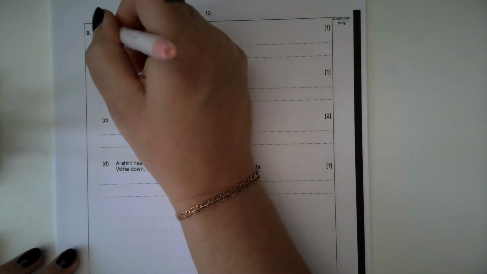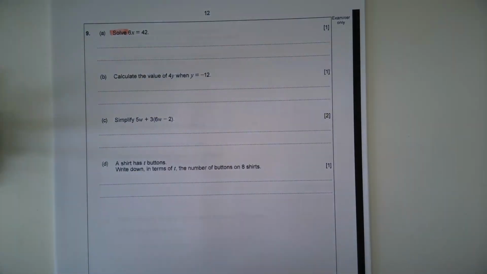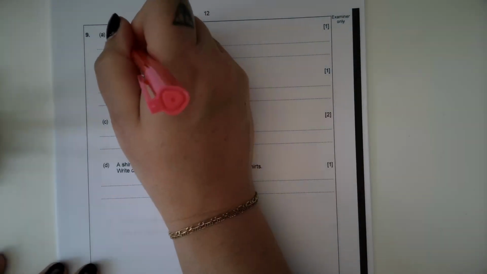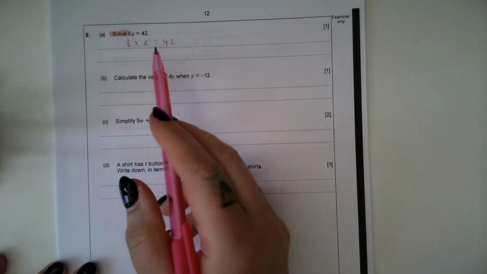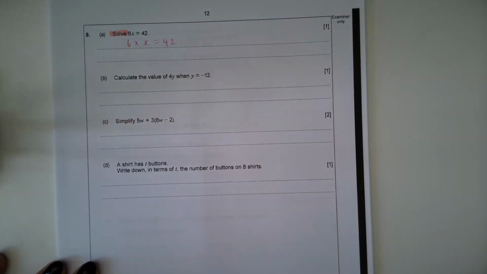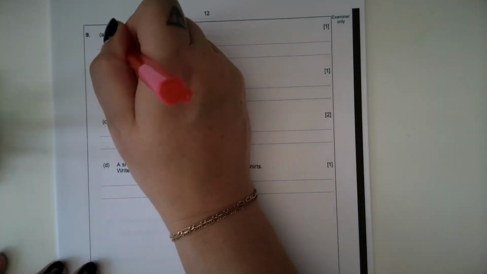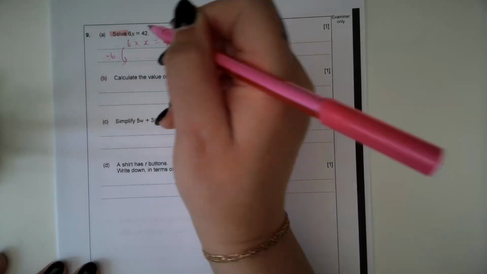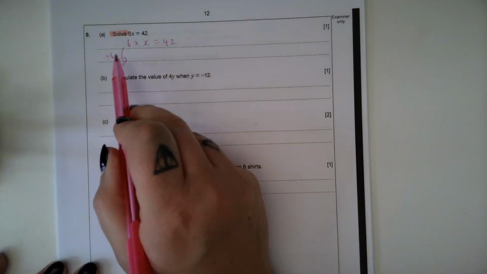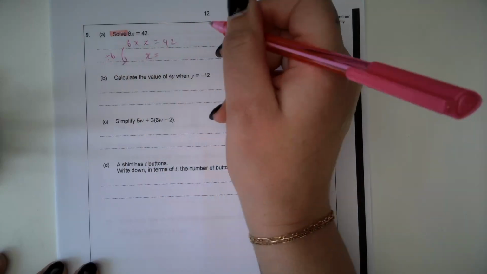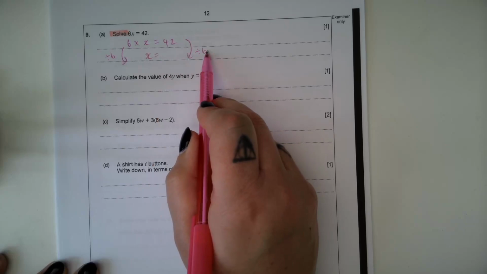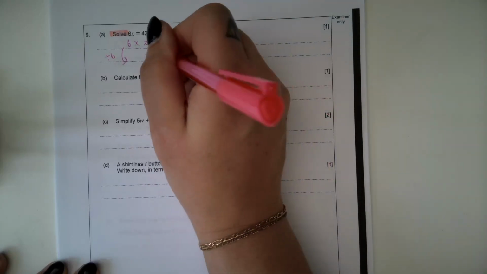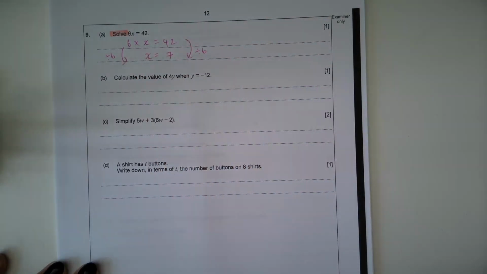9a. Solve 6x equals 42. So remember, 6x is the same as 6 multiplied by x. To solve an equation, we're isolating the variable, so we want to get x on its own, so we need to do inverse operations. The inverse of multiplying by 6 would be to divide by 6. So 6 multiplied by x divided by 6 gives us x. We have to do the same to both sides to balance the equation. 42 divided by 6 is 7.